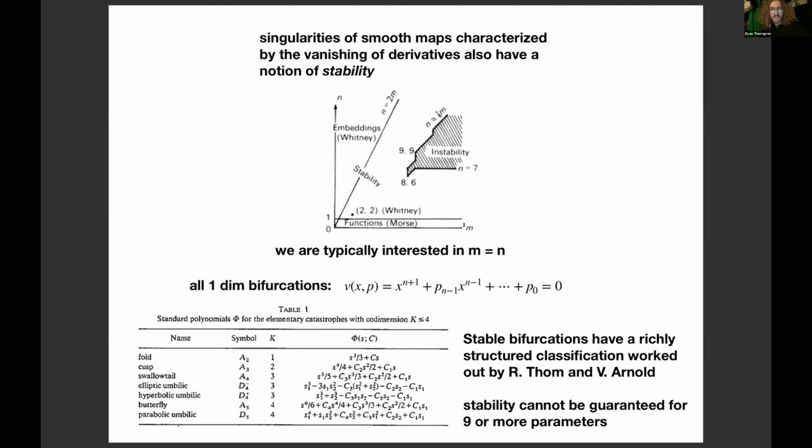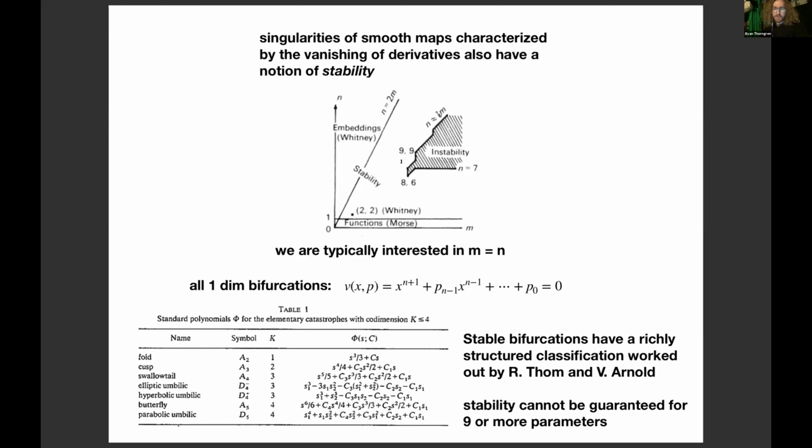On the other hand, if you're taking a map from a space into a very high dimensional space, so if n is very much bigger than m, then now we're thinking about embeddings. And embeddings won't have singularities at all. Generically speaking, there's no reason for an embedding to have any singularities. But in between, there's this there-be-dragons region.